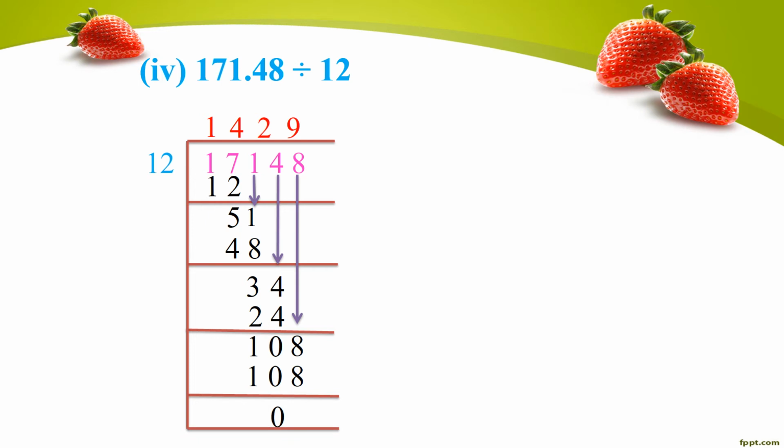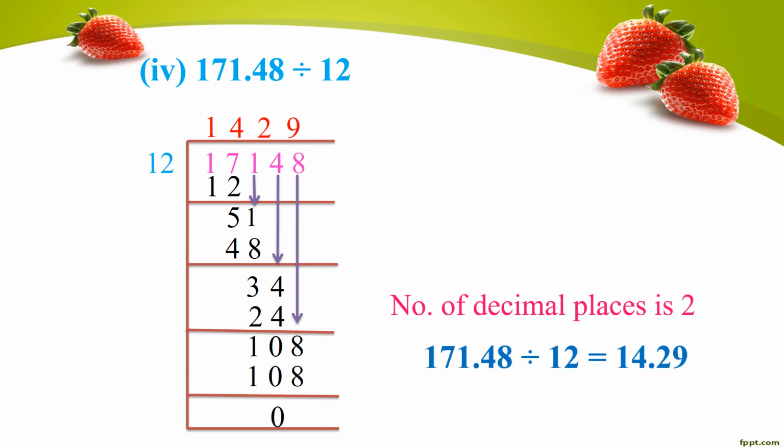Now the number of decimal places in the dividend is 2. Okay, the number of decimal places in the dividend is 2. The quotient is 1429. So we have to shift 2 places from the right. On shifting 2 places from the right, we get 14.29 as the result of this sum.